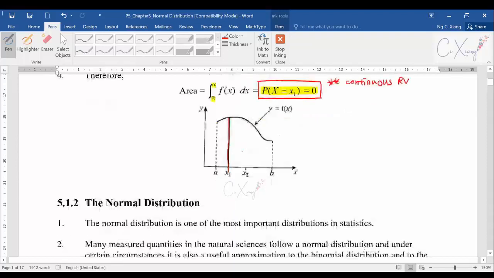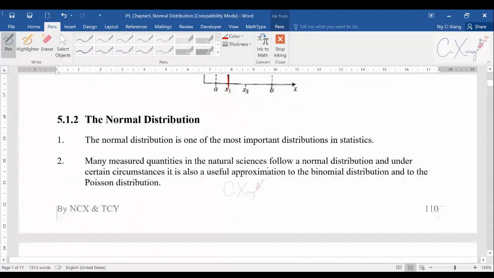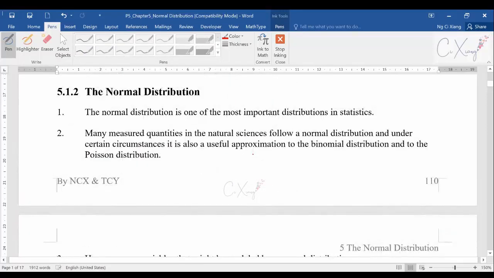Now we proceed to our main part, the normal distribution. The normal distribution is a special type of continuous random variable, and it is the most important distribution in statistics. There are a lot of questions in statistics where, when we want to calculate the probability, we will use the normal most of the time.